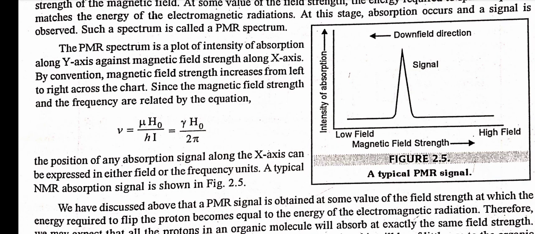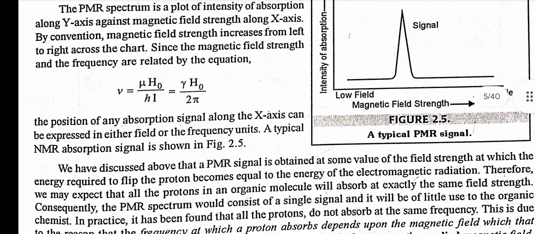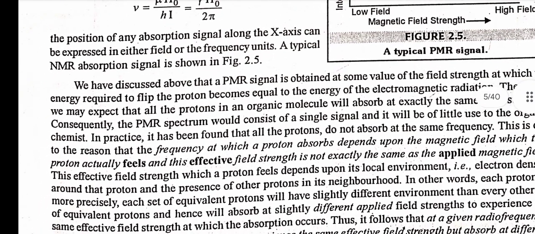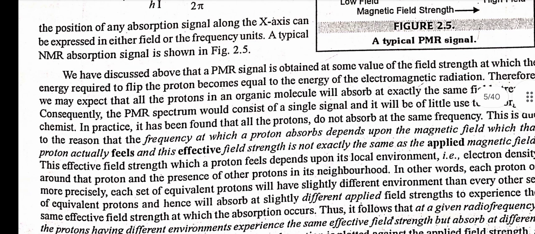Since the magnetic field strength and the frequency are related by the equation ν = γH₀/2π, the position of any absorption signal along the x-axis can be expressed in either field or frequency units. A typical NMR absorption signal is shown in figure 2.5.